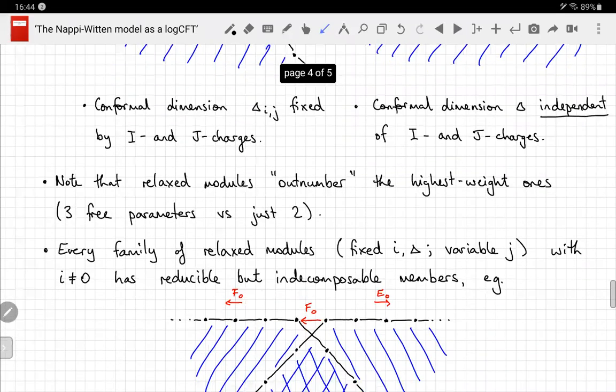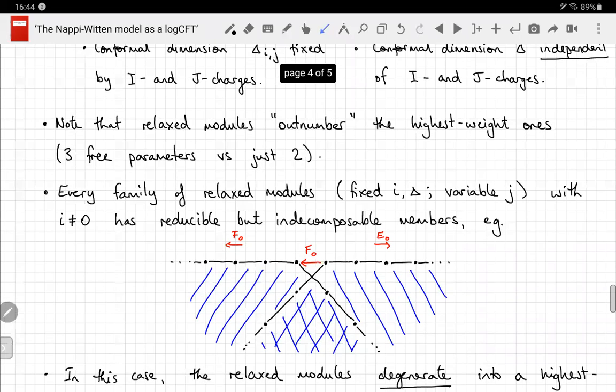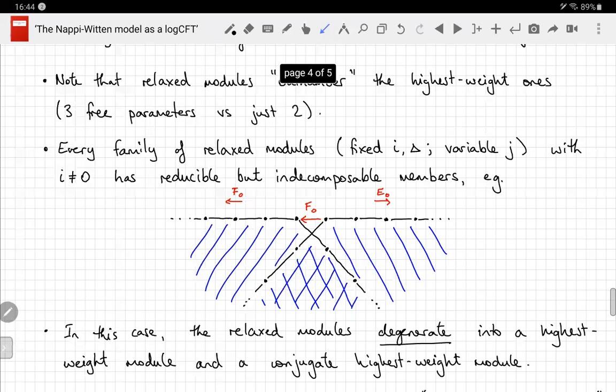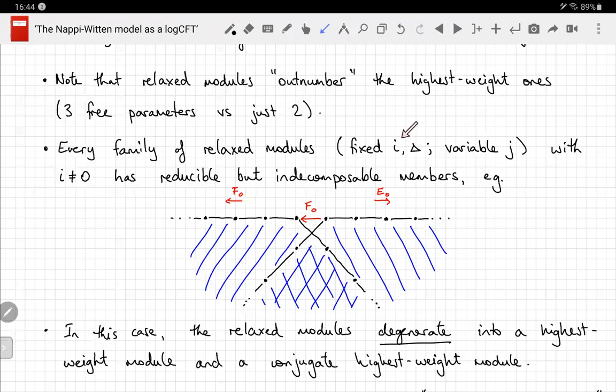All right. So here's something which is rather neat. These relaxed modules form families where you can fix the I charge, you can fix the conformal dimension, but then you vary the J charge. And you might say that's a rather silly thing to do, but it's just an organizational thing, because when you move the J charge around, what you can see with some very simple calculations is that at some point you can tune the value of J so that the module is going to be reducible but indecomposable.